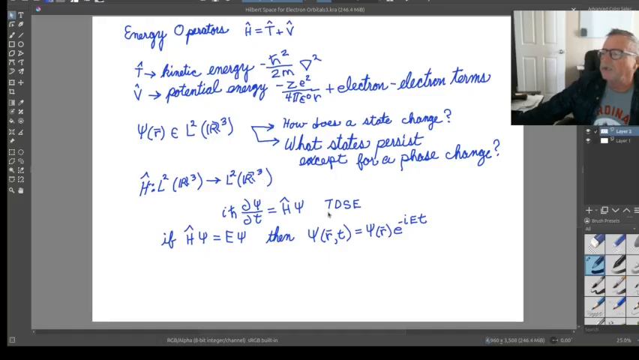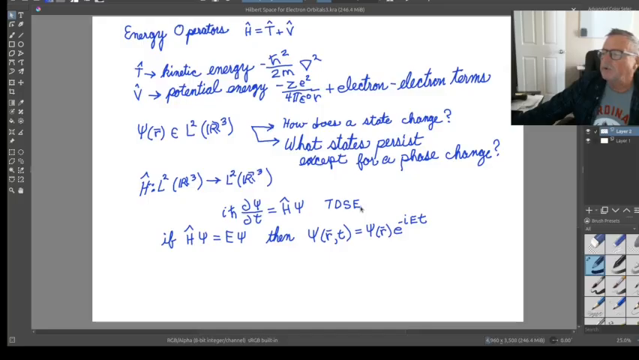This is from the time-dependent Schrodinger equation. This i h bar is directly from the Schrodinger equation, and here's the partial with respect to time. That shows why it's the time-dependent Schrodinger equation.